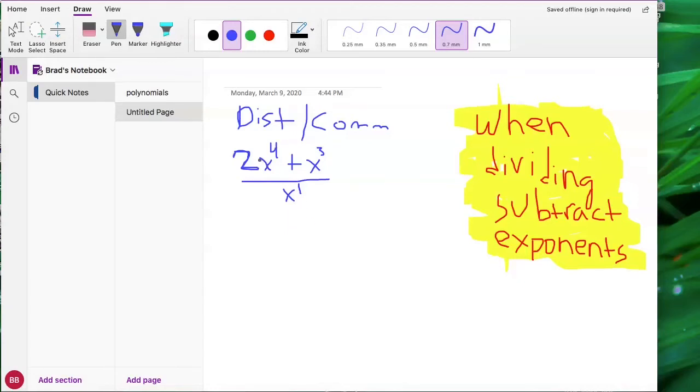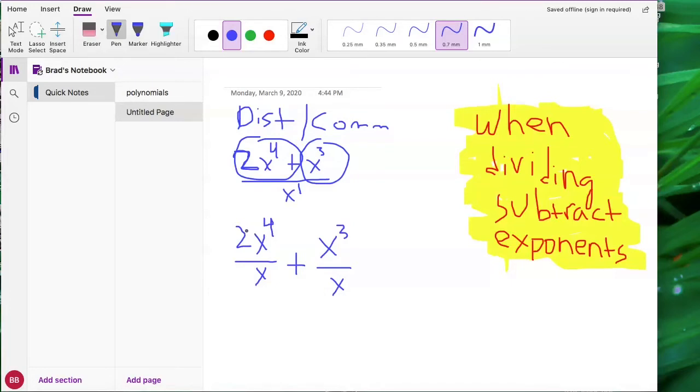But you do this guy, right? We're going to divide by x to the first, and then x to the third, we're going to divide by x to the first. So we divide both of them by the same thing when there's just one variable at the bottom. So what do we have? We have 2x to the fourth divided by x, plus the other one, x to the third divided by x. And that's how we write these things out.